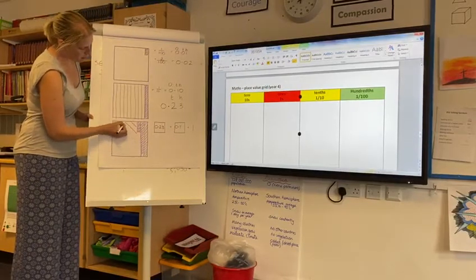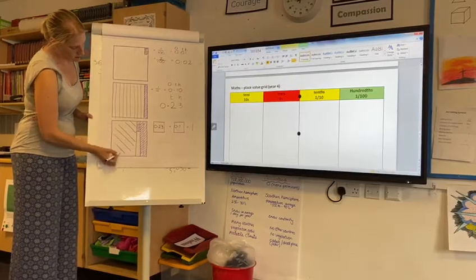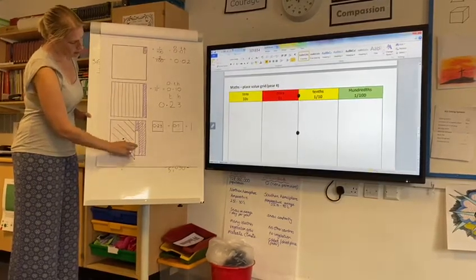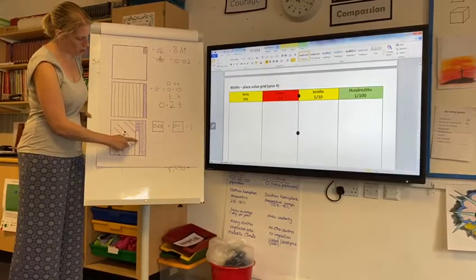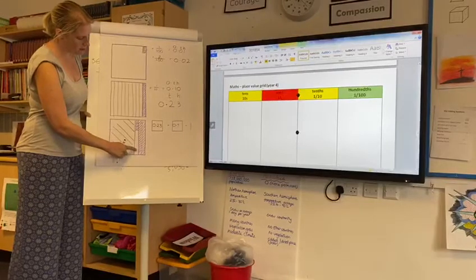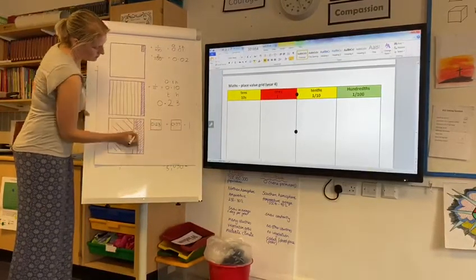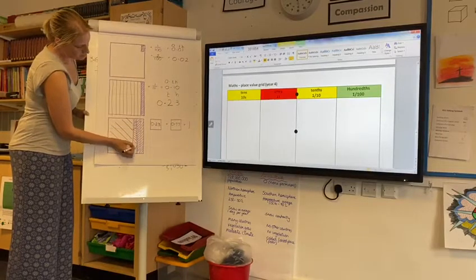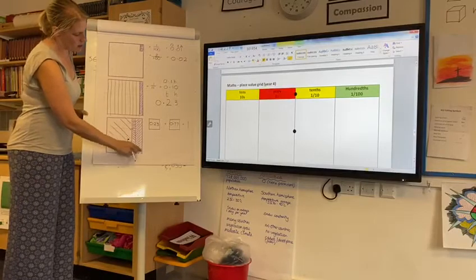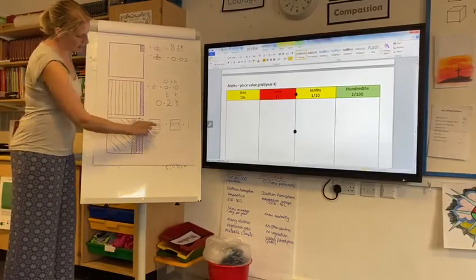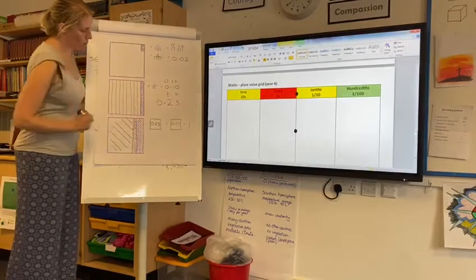So I've thought about all of this part. But I also need to add on this part here. These are separate hundredths, and I've got 1, 2, 3, 4, 5, 6, 7 hundredths. Which means if I had 0.23 and I added 0.77, I'd end up with 1.